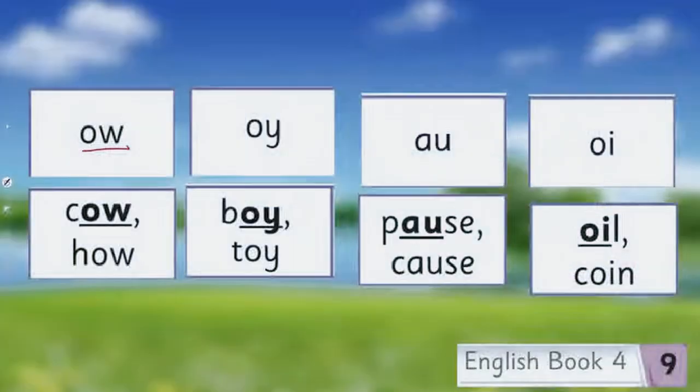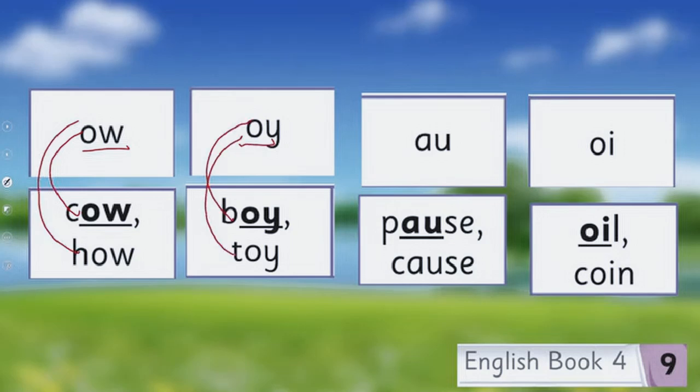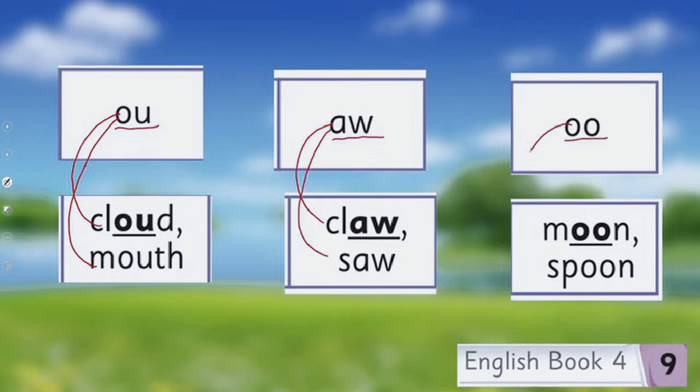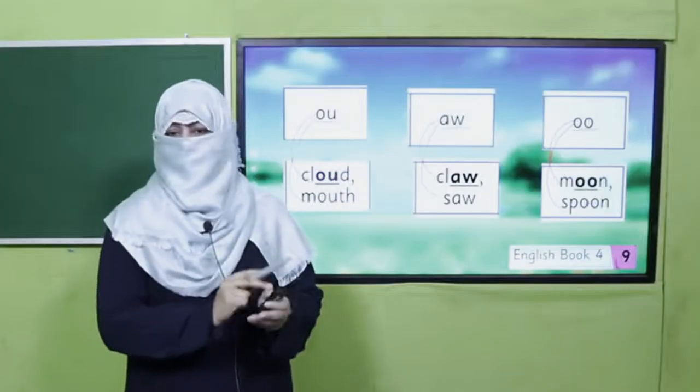OW says ow, cow, how. OY says oy, boy, toy. AU says aw, pause, cause. OI says oy, oil, coin. OU says ow, cloud, mouth. AW says aw, claw, saw. OO says ooh, moon, and spoon. Right? So these are 8 diphthongs.